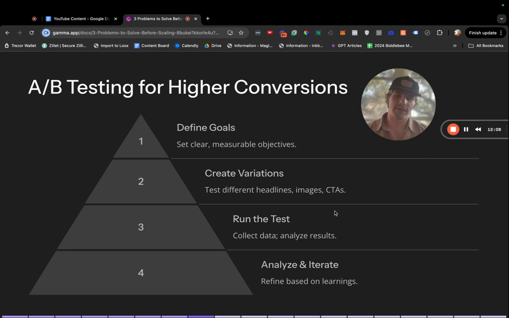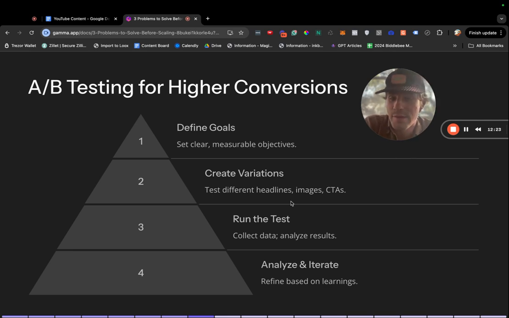So for example, this is a test I would not run, but you can do it if you want. Product page A has an orange add to cart button. Product page B has a blue add to cart button, right? And then you split the traffic down the middle to these two variations to actually see which convert better.